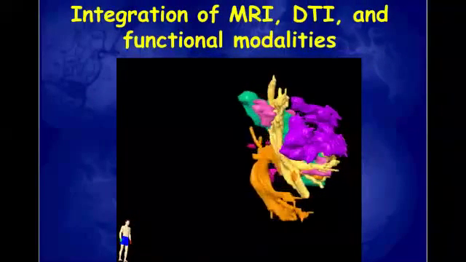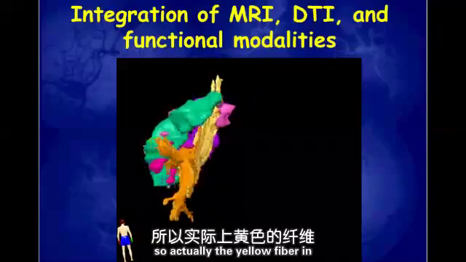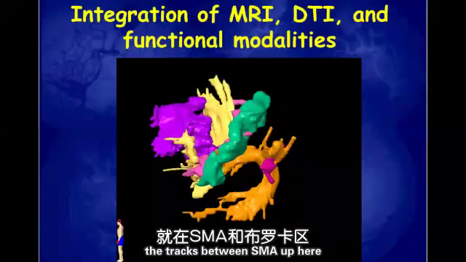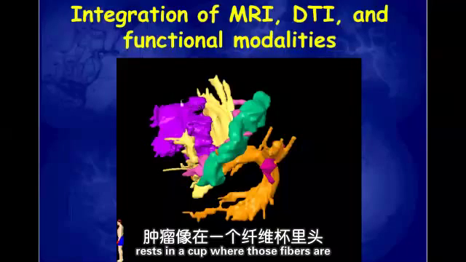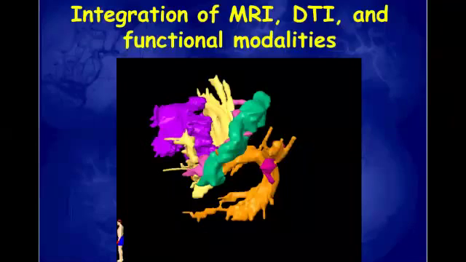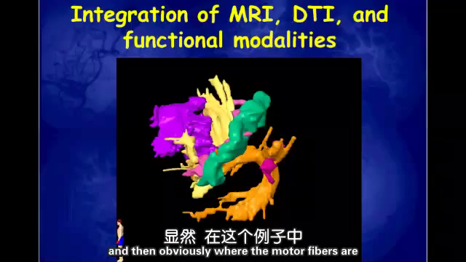And this is how it looks in 3 dimensions. So actually the yellow fibers are the tracks between SMA up here and Broca's area, and the tumor rests in a cup where those fibers are. For the most part, you get out the majority of the tumor without interrupting these tracks. But it's good to know where they are, and then obviously where the motor fibers are.